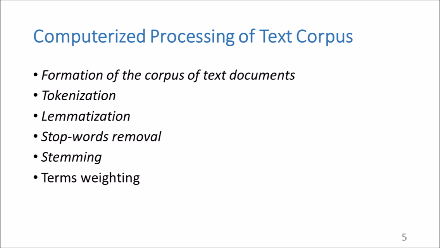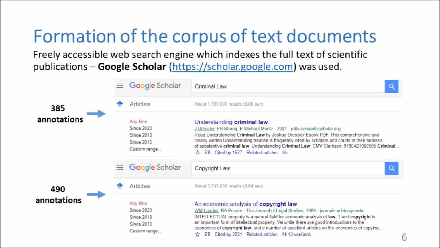Next, I will briefly describe the main parts of processing text documents, such as formation of the corpus of text documents, tokenization, lemmatization, stop word removal, the stemming process, and term weighting. The initial stage of the creation of a network of terms is the formation of a corpus of text documents. For the research, we used the freely accessible web search engine Google Scholar, which indexes the full text of scientific publications. At this stage, the annotations of articles for the queries "criminal law" and "copyright law" were downloaded.